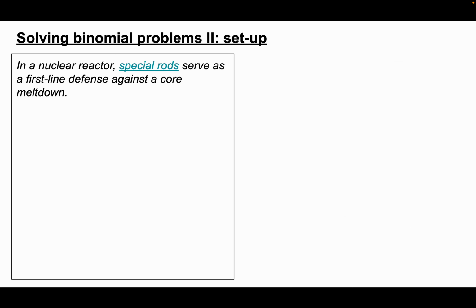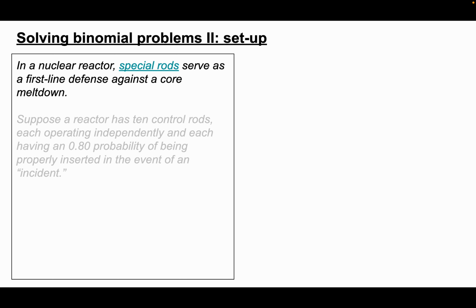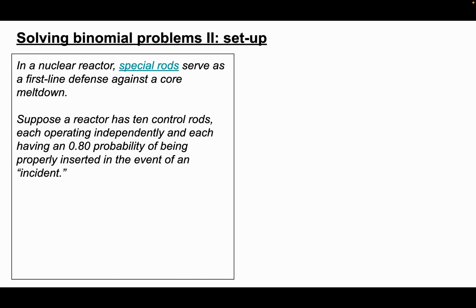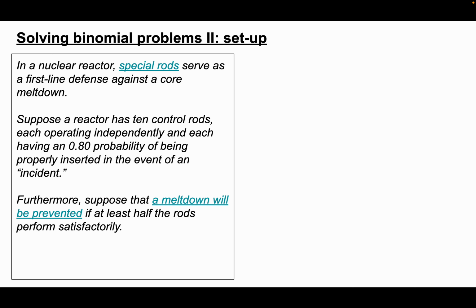So here's an example setup. In a nuclear reactor, special rods serve as a first-line defense against a core meltdown. Suppose a reactor has 10 control rods, each operating independently and each having a 0.8 or 80% chance of being properly inserted in the event of an incident. Furthermore, suppose that a meltdown will be prevented if at least half the rods will perform satisfactorily. What is the probability that upon demand, the system will fail?